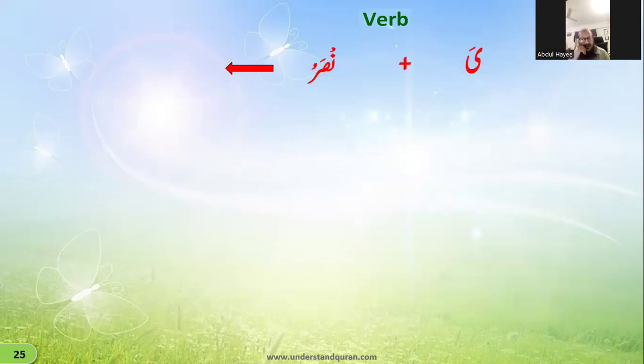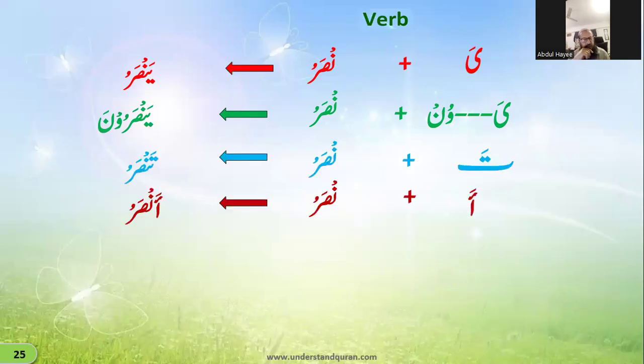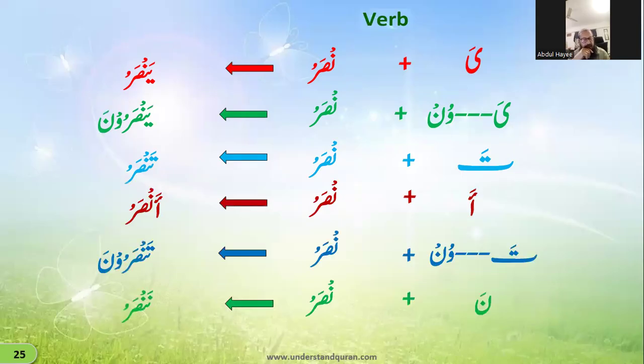Suppose nasara, what will it be? Yansuru, and plural will be yansuruna, and for the ta it will be tansuru. By adding hamza it will become ansuru. What will be there? Both plural, tansuruna and nansuru. If we made the nasara, we have khalaka: yakhluku, yakhlukuna, takhluku, akhluku, takhlukuna, nakhluku. Zakara: yazkuru, yazkuruna, tazkuru, azkuru, tazkuruna, nazkuru. Abada: ya'budu, ya'buduna, ta'budu, a'budu, ta'buduna, na'budu.